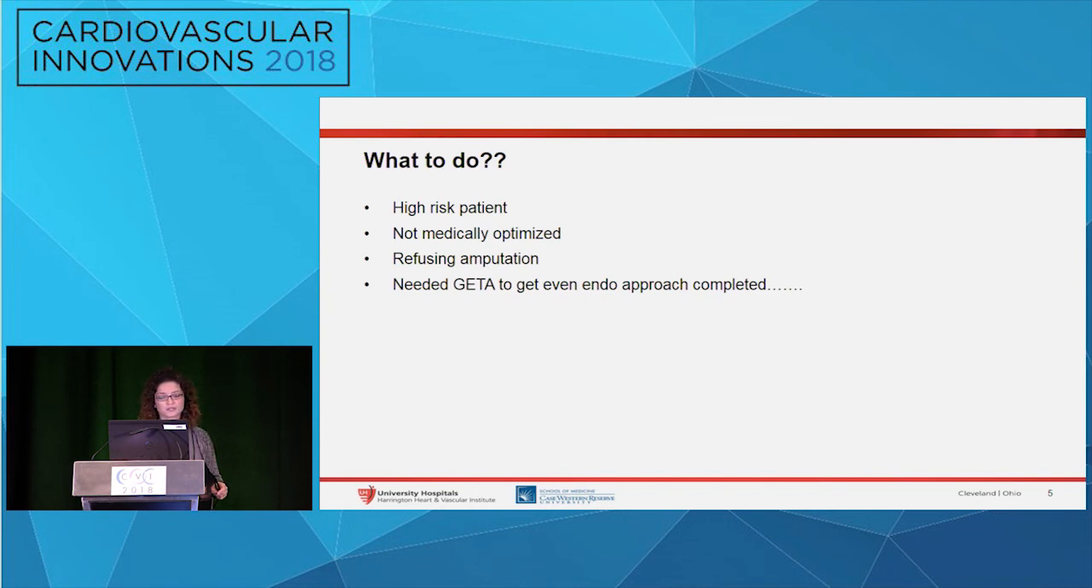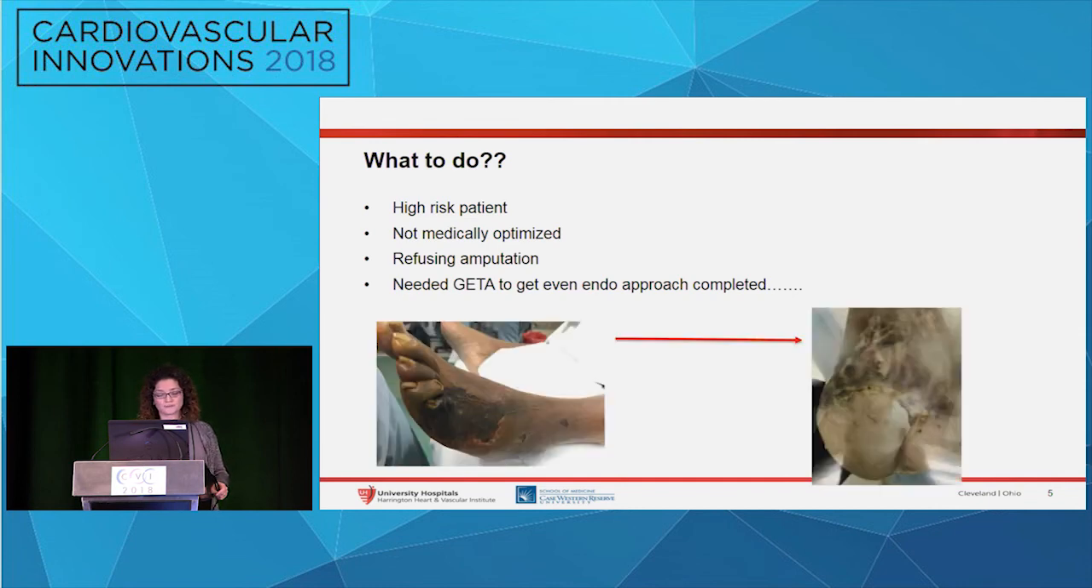What do I do with this patient? She was clearly not medically optimized. She still had kidney disease, a poor heart, volume overload, and she was refusing an amputation. We had a long discussion about the risks, certainly stating that I wasn't even sure if her foot could be salvaged and she might still end up with an amputation, but she wanted to proceed. And she needed a general anesthetic to even do an endovascular intervention.